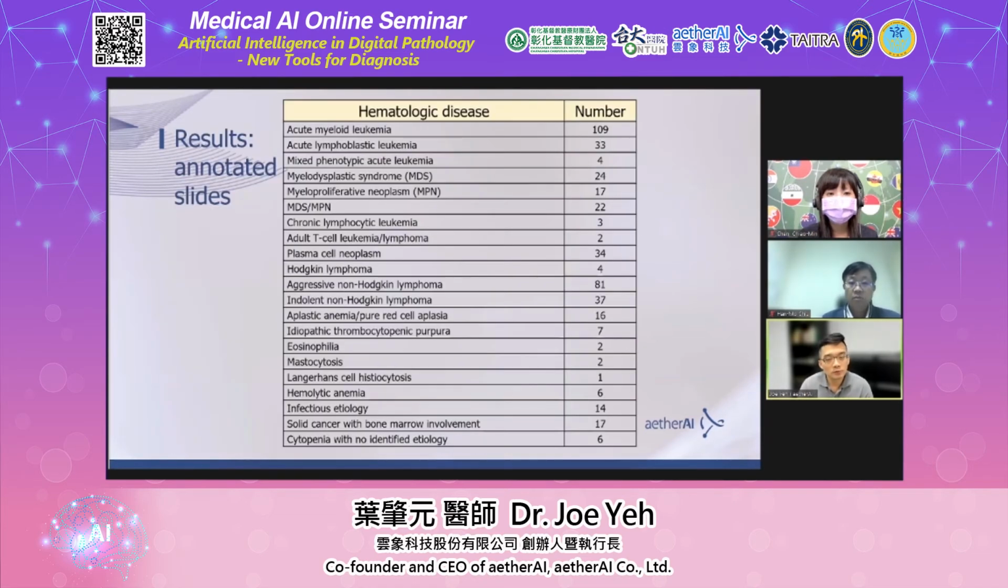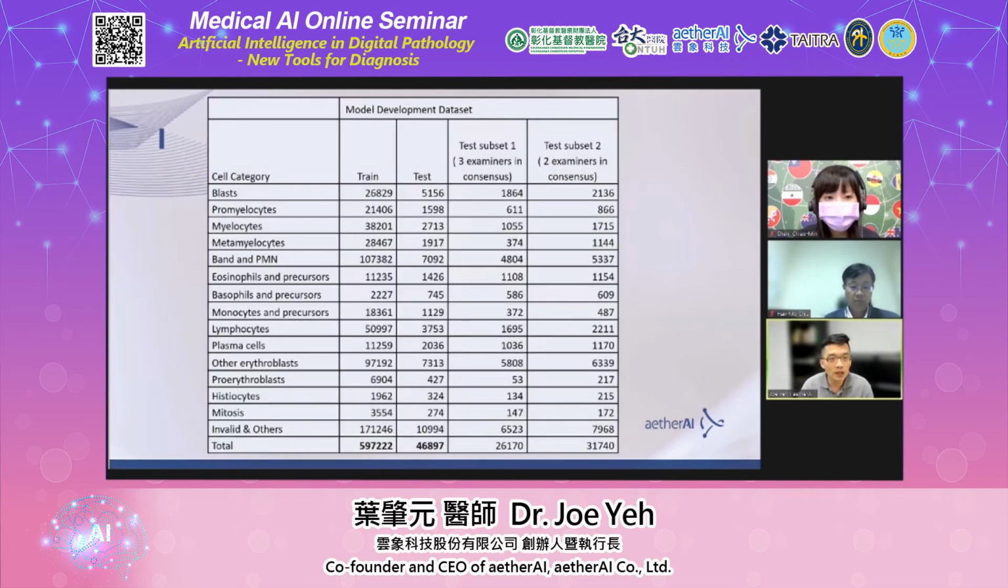And of course, we want to make sure that the AI is performing well in different disease categories. So we took extreme care in carefully selecting different cases of hematologic diseases and tried to make sure that our AI is performing at a similar level in different disease categories. Here is a summary of the model development dataset.